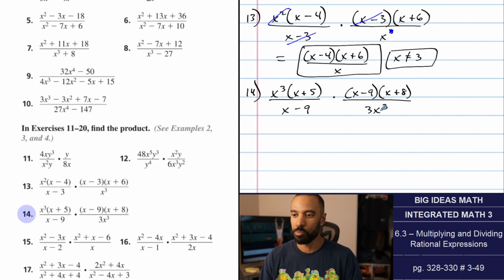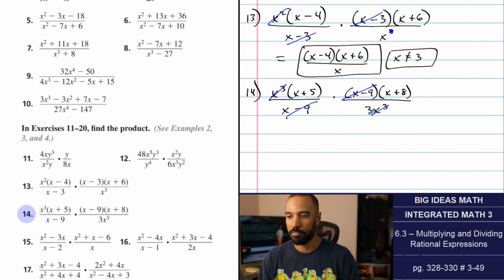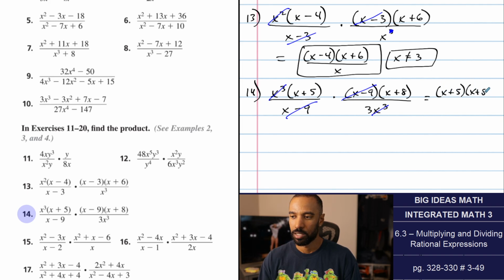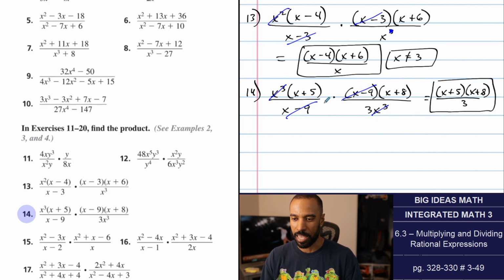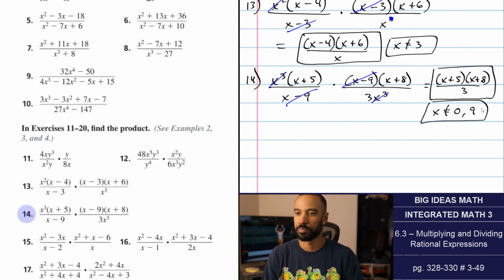Got a couple x cubes on top and bottom. Those can go. X minus 9s can go. That's simple enough. I still got a 3 on bottom. So I have x plus 5 times x plus 8, all over 3. Just like that. The x's that were gone on bottom and the x minus 9 that's gone on bottom means x can't equal either 0 or 9. Couple restrictions there.